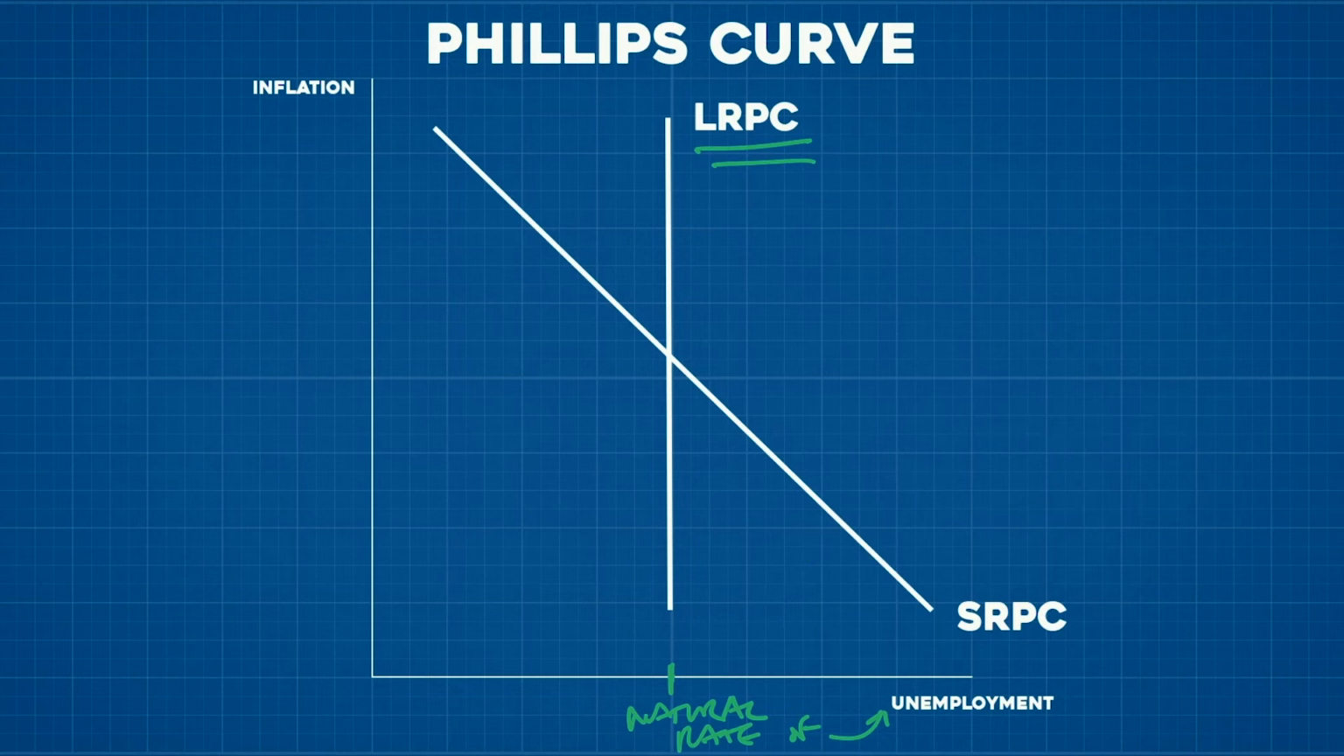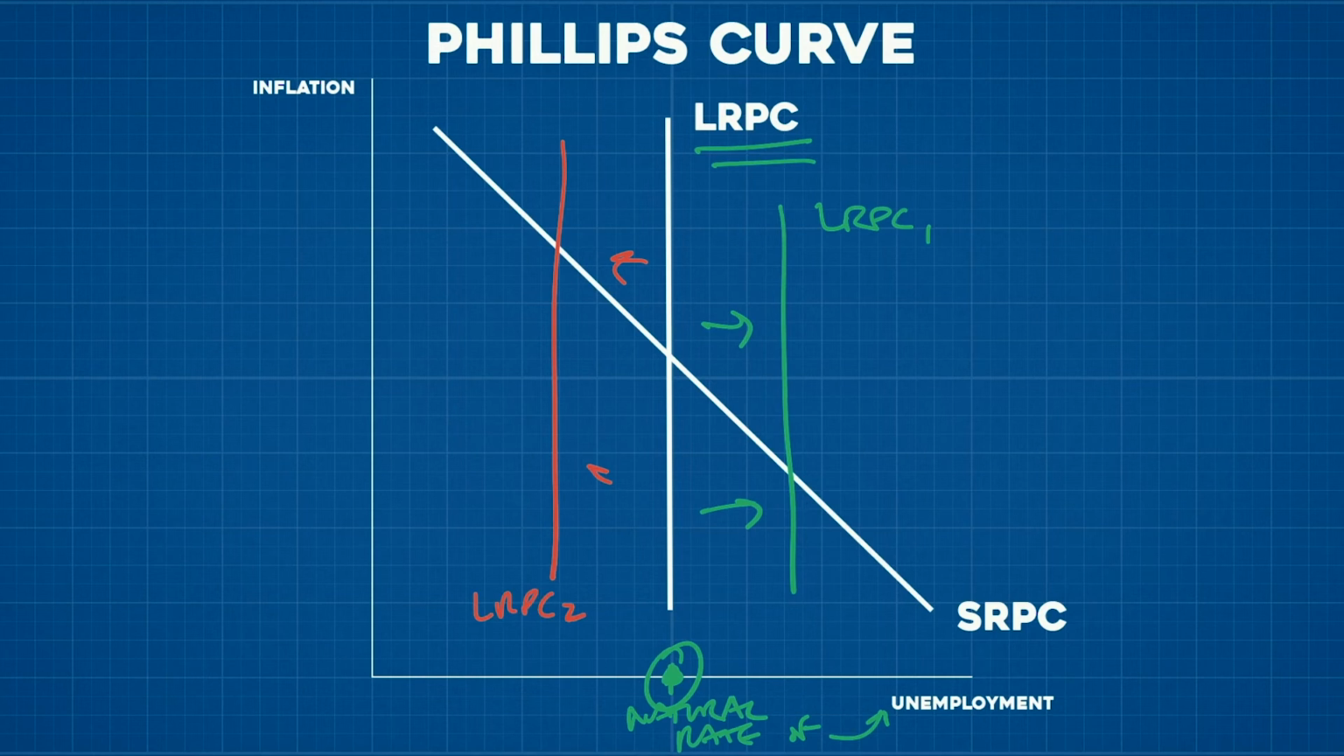Now, the long run curve can shift, and it's easy to understand why. If this is the natural rate of unemployment, then anything that increases the natural rate of unemployment will shift the LRPC to the right. And anything that decreases the natural rate of unemployment will shift the curve to the left. So for example, if a government decides to extend unemployment benefits from 2 months to 10 months, that means the natural rate of unemployment will increase, and that will shift our long-run Phillips curve to the right.